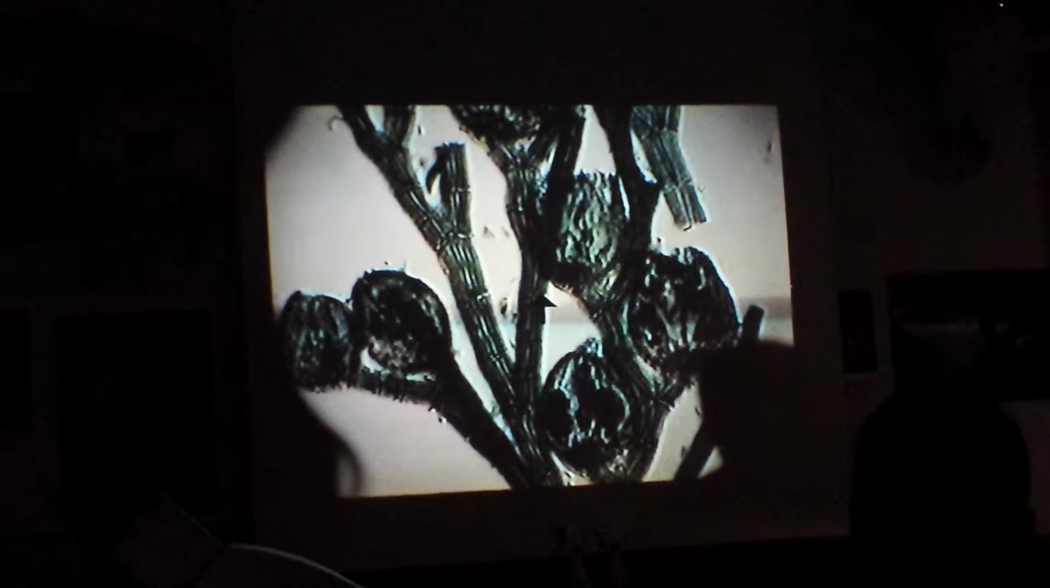This is the carpogonium, here. That's a more developed one. We can see the cystocarp with the carpospores inside. And there's the tetrasporophyte. This is the tetrasporangium with tetraspores.